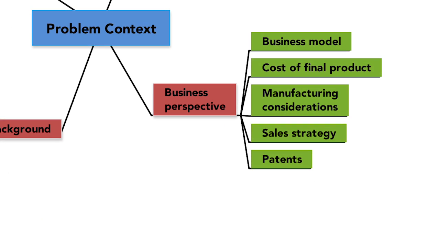The final category of information that we need for our design context review for the design of the water bottle have to do with business concerns, namely answering questions like what business model will we use, what cost structure, what are the manufacturing considerations, how will we sell this water bottle, and what patents do we either need to file for or avoid in the design of our water bottle.